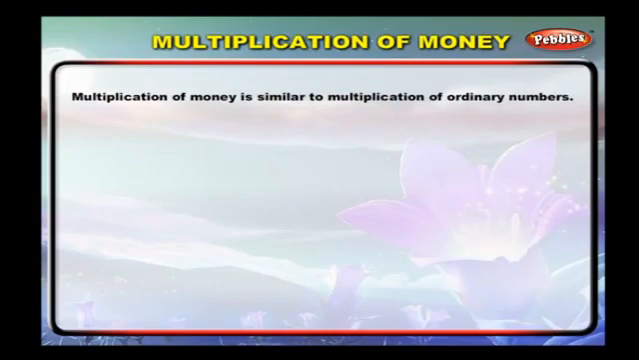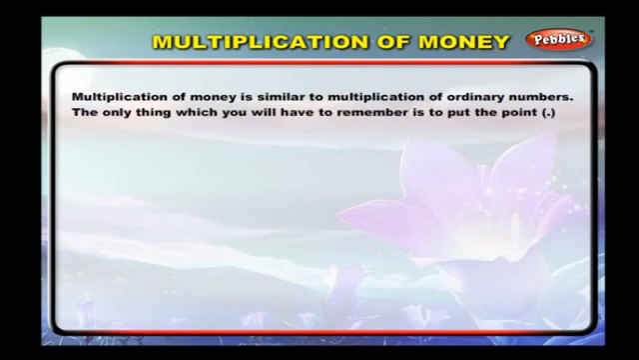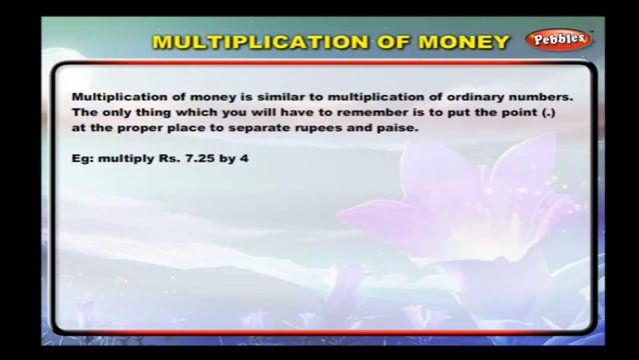Multiplication of money is similar to multiplication of ordinary numbers. The only thing which you will have to remember is to put the point at the proper place to separate rupees and paise. Let us see an example. Multiply 7 rupees 25 paise by 4.